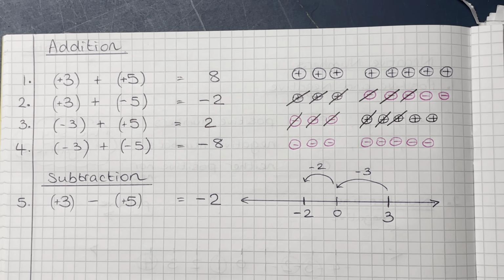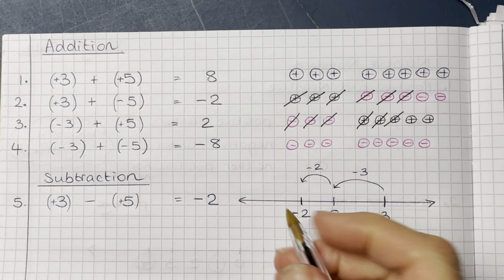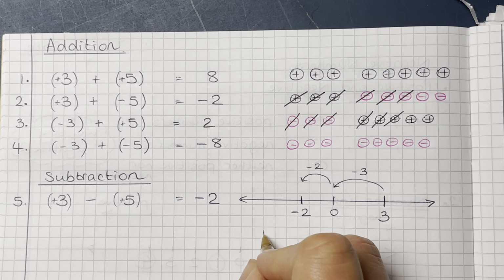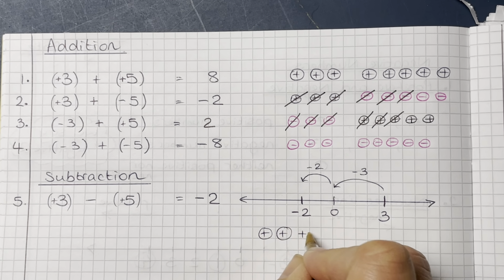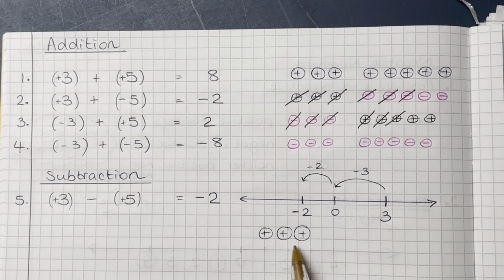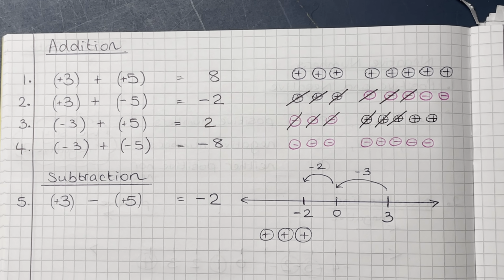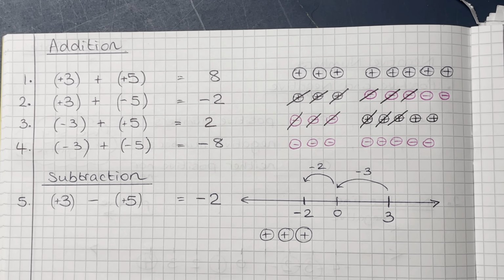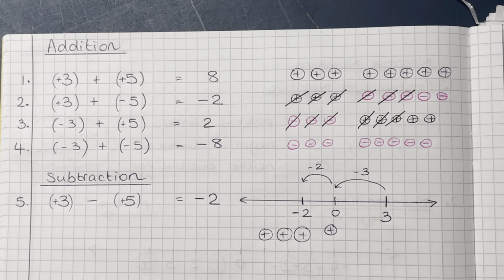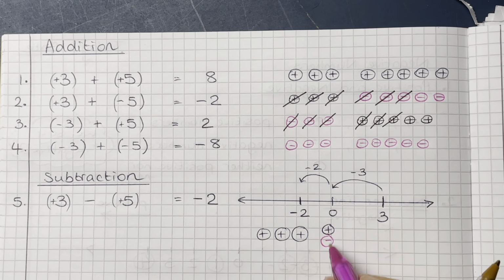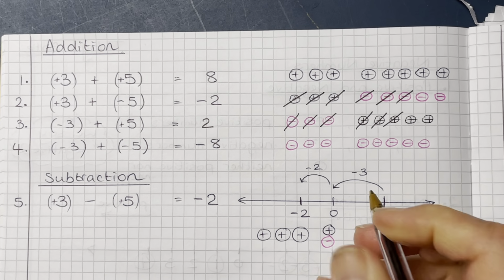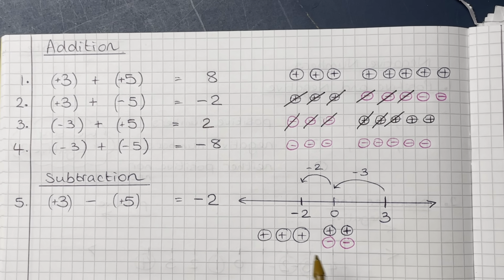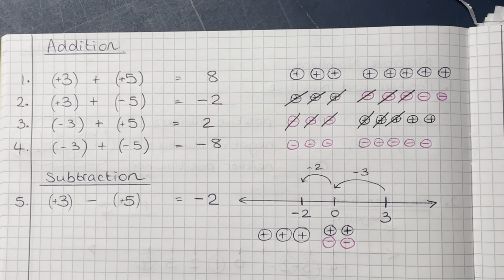If I'm using the number discs for this, we need to introduce a new concept. I'm starting with 3. 1, 2, 3, but I'm going to take away 5. I can't subtract 5 at the moment because I've only got 3 of them, so I need to create some more. And this is what we call the 0 pairs. So I've added 0 there because 1 subtract 1 is 0. And I do the same again because I need to take away 5. So I need 5 so I can take them away.